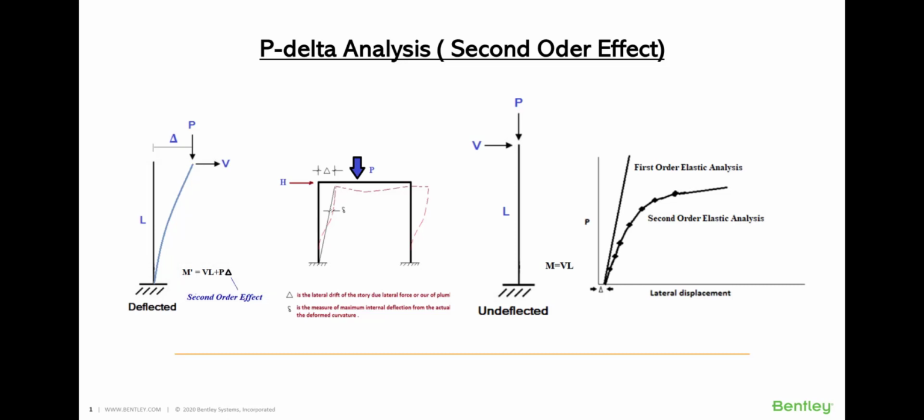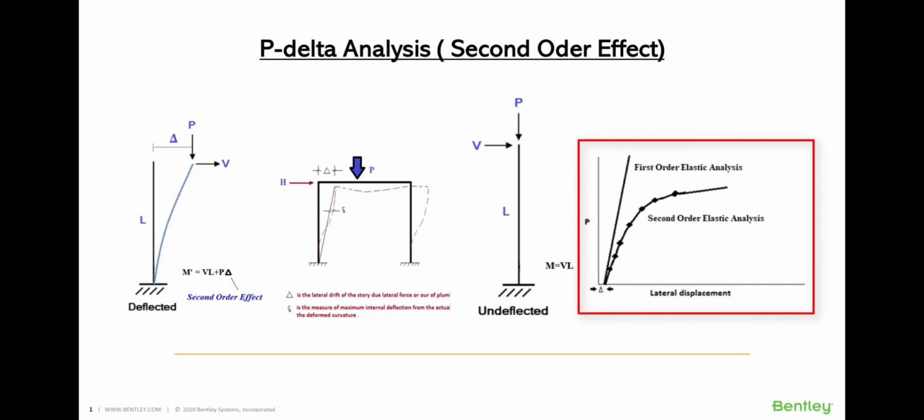Similarly, the internal out of straightness curvature in the member creates small delta, which further adds to the second order effect. So here the responses like displacement, moment, shear, etc. are all nonlinear, and so the structural behavior is nonlinear in nature.